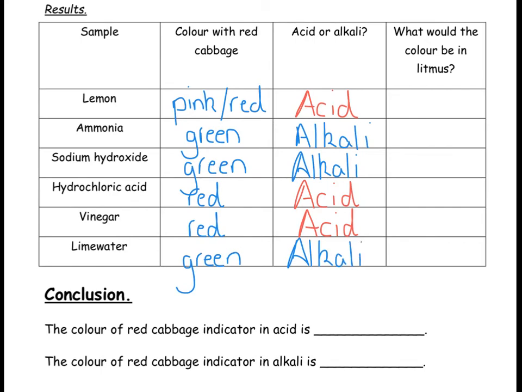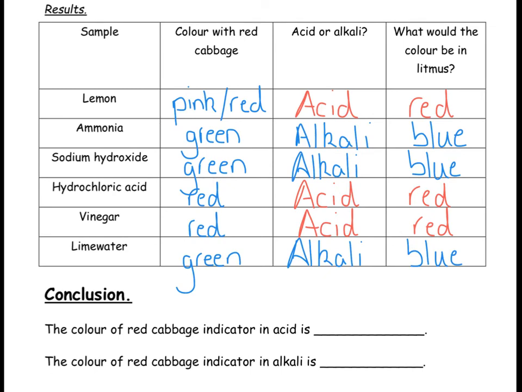Now, if we think back to litmus that we covered last week, we're asked what colour would the substance be with litmus? Well, if lemon is an acid, it would be red. If ammonia is an alkali, well, we said that litmus always turns blue in an alkali. I might have said ammonia there was an acid, but I meant to say alkali, apologies. Sodium hydroxide would be blue with litmus. Hydrochloric acid would be red, as would vinegar. And lime water at the end, because it's an alkali, would be blue with litmus paper.